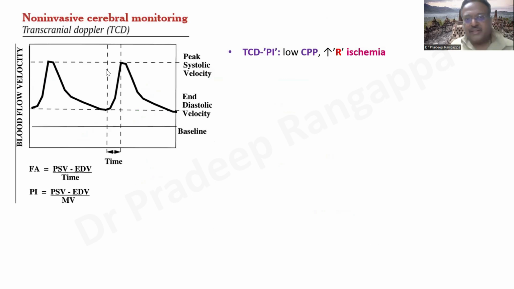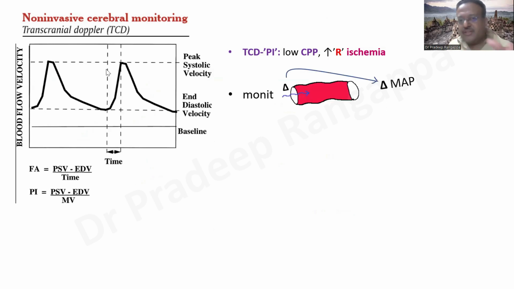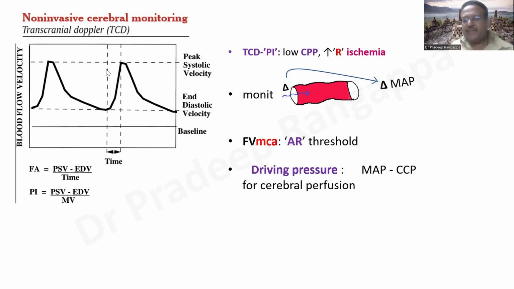So very quickly, I'll talk about transcranial Doppler. I'm sure some of you may be using this. The transcranial Doppler pulsatility index also has a good correlation with CPP, and it can help you identify the patients who are at increased risk of ischemia. Changes in blood flow and their correlation to changes in MAP can be indicated with transcranial Doppler. Here we look at the flow velocities in the middle cerebral artery, which tells you whether the autoregulation thresholds are good or bad. And there is something called driving pressure, which is the mean arterial pressure minus critical closing pressure. All these are derived indices from the transcranial Doppler, which tell you whether your cerebral blood flow is getting compromised.